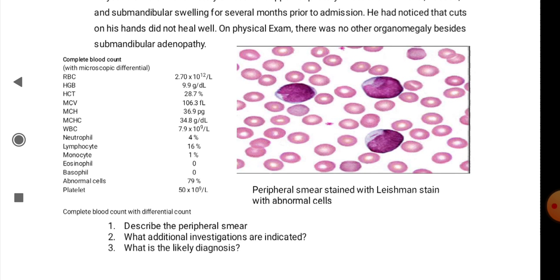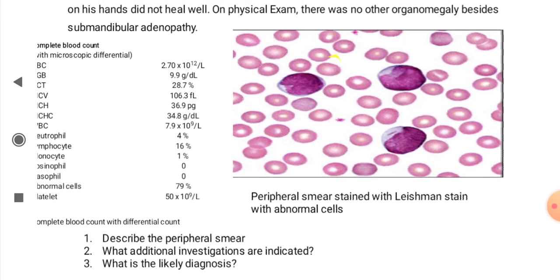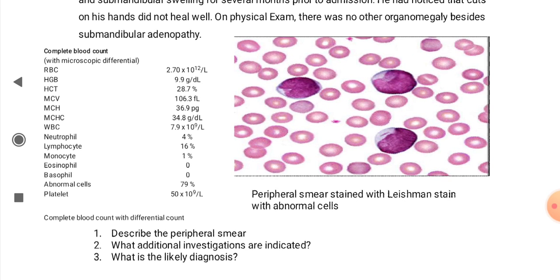RBC count is reduced. It is 2.7 million. For a male it is very much reduced. Hemoglobin is mildly reduced. It is 9.9. Hematocrit 28%. MCV is 106.